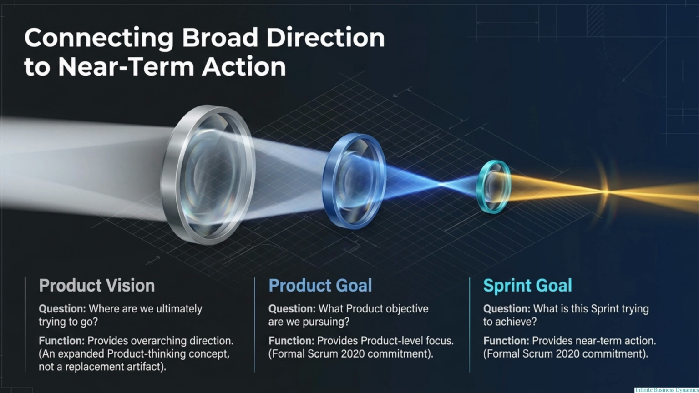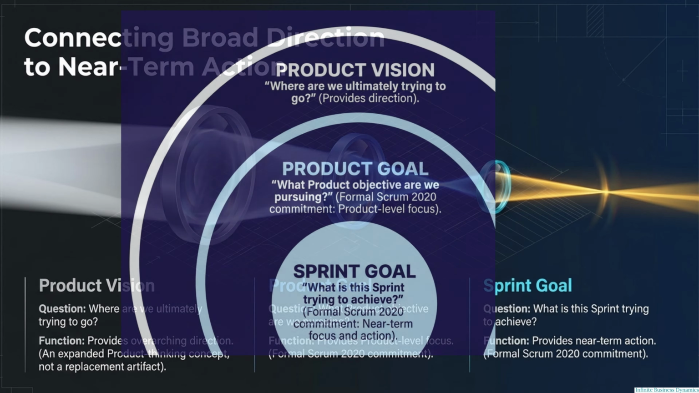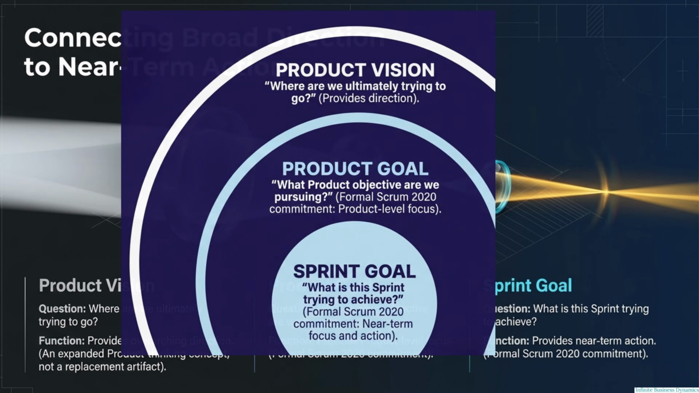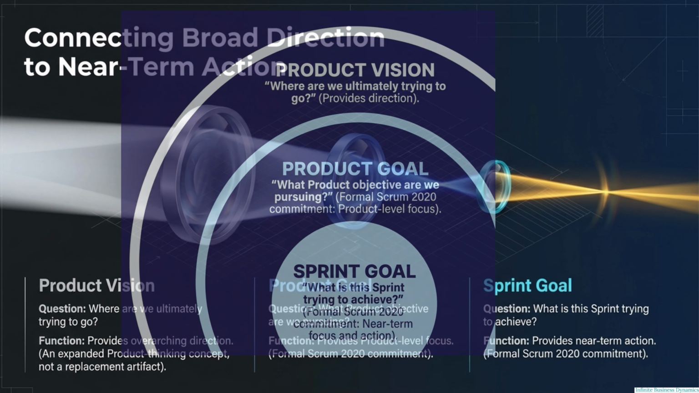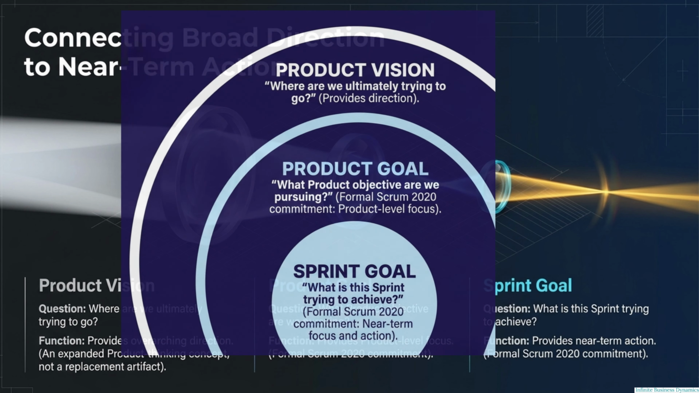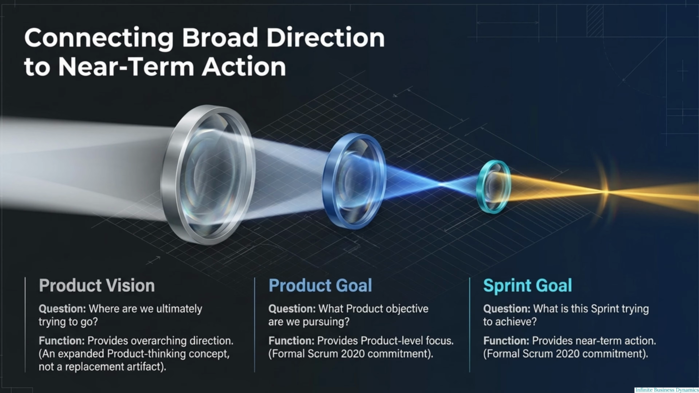So how does this actually build into focus? Well, it connects broad direction to near-term action. You start with the expanded product vision, acting as this overarching direction, a really wide lens. This then contrasts against the formal Scrum 2020 commitments that narrow our focus down. The product goal provides a specific objective. And finally, the sprint goal drives immediate near-term action. It's basically a funnel, guiding us from the ultimate why all the way down to the immediate what.